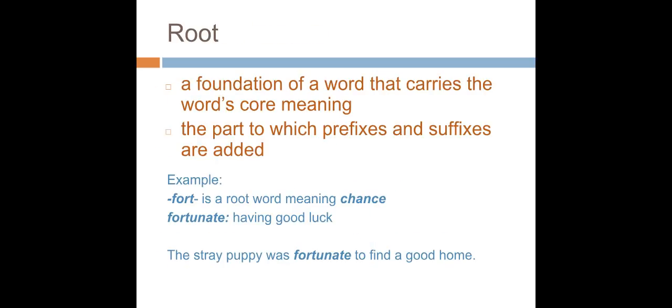All right, a root word, that's the foundation of the word. That's the chunk usually in the middle, sometimes at the beginning or end if there's not a prefix or a suffix with it, but it's the foundation that carries the core part of the meaning. For example, fort is a root word meaning chance. Fortunate, then, means having good luck. The stray puppy was fortunate to have a good home.